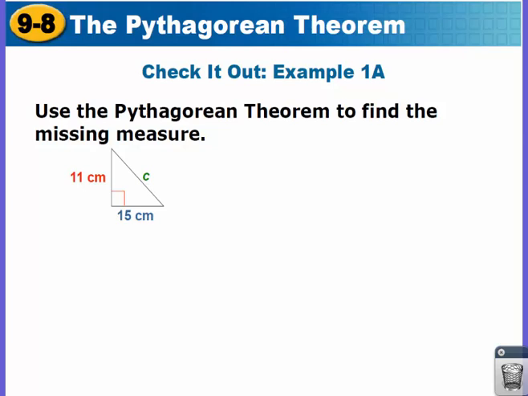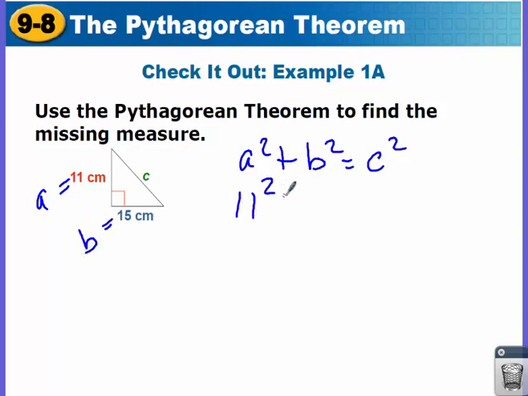Okay, so let's see how you did. So this one, a squared plus b squared equals c squared. In this particular one, we know both of our legs, so we know our a and our b. I'm going to let 11 be the a, and 15 be the b. I'm going to plug the 11 in and square it, plug the 15 in and square it, and leave the c by itself because I don't know what it is, and square it.